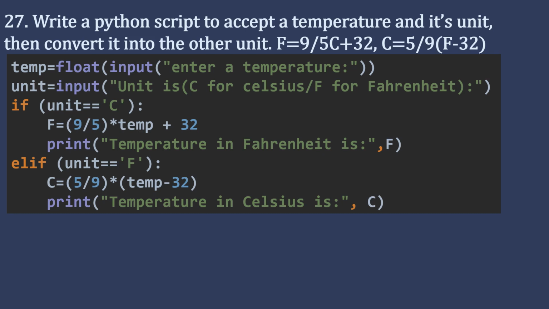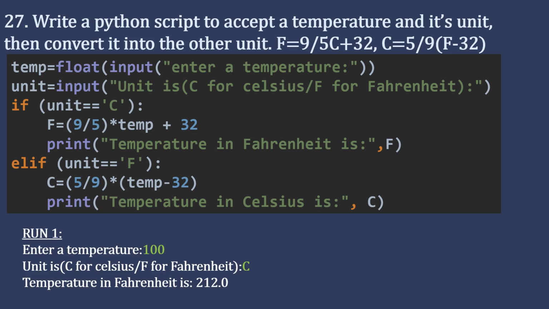Else if the unit is equal to F, that means the unit entered is Fahrenheit, then you have to convert it into Celsius by using the formula 5 by 9 into temperature in Fahrenheit minus 32. So that will be stored in a variable C. Then it has to print the temperature in Celsius is C.